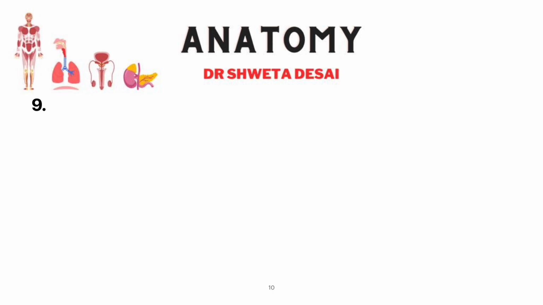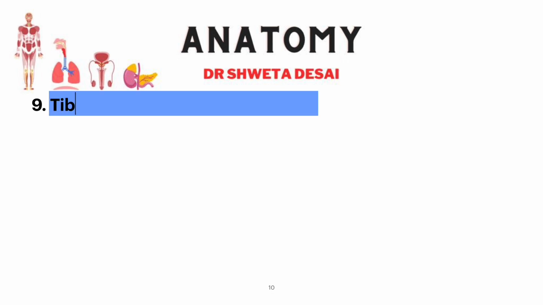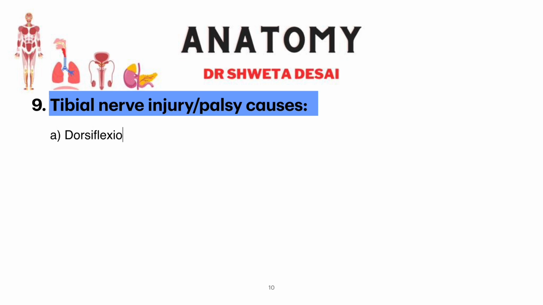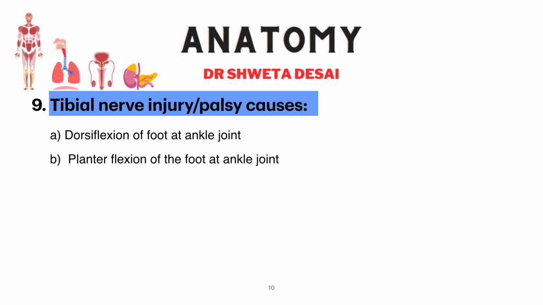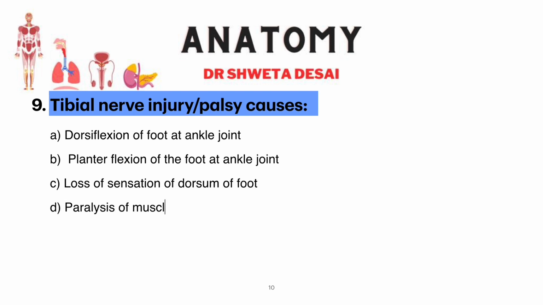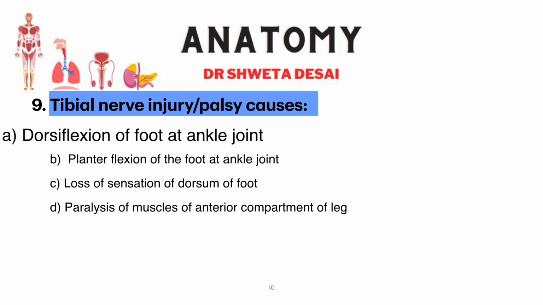Question number 9. Tibial nerve injury or palsy causes A. Dorsiflexion of foot at ankle joint. B. Plantar flexion of the foot at ankle joint. C. Loss of sensation of dorsum of foot. D. Paralysis of muscles of anterior compartment of leg. The correct answer is A. Dorsiflexion of foot at ankle joint.